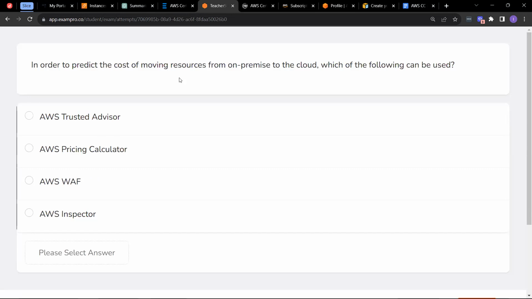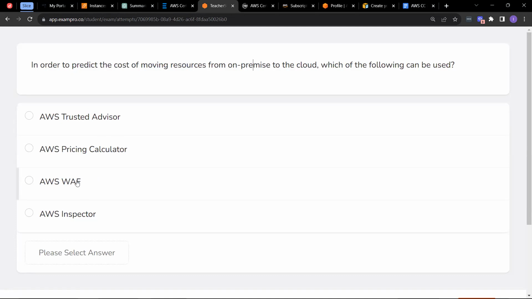In order to predict the cost of moving resources from on-premises to the cloud, which of the following can be used? So here we are looking at cost prediction of moving resources from on-premises to the cloud. Okay, so there is the pricing calculator. So I think this one is obvious. There is no distractor here, right?